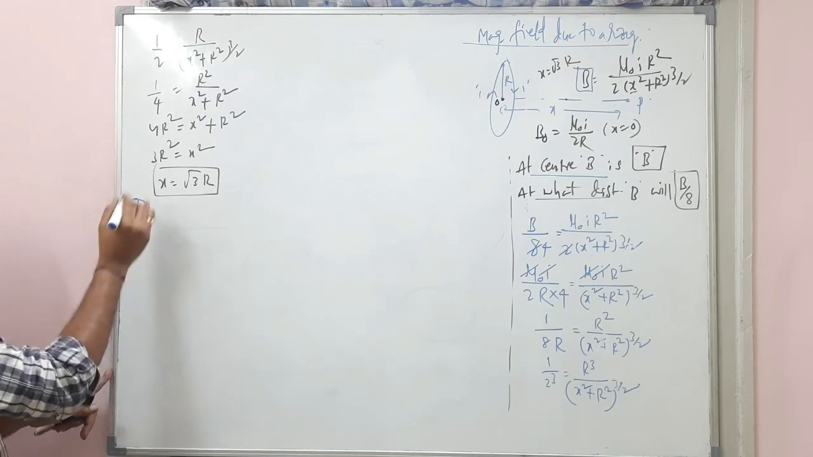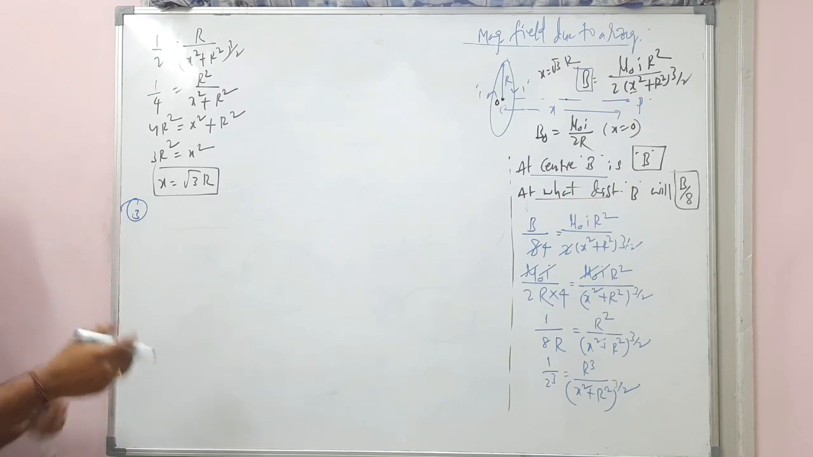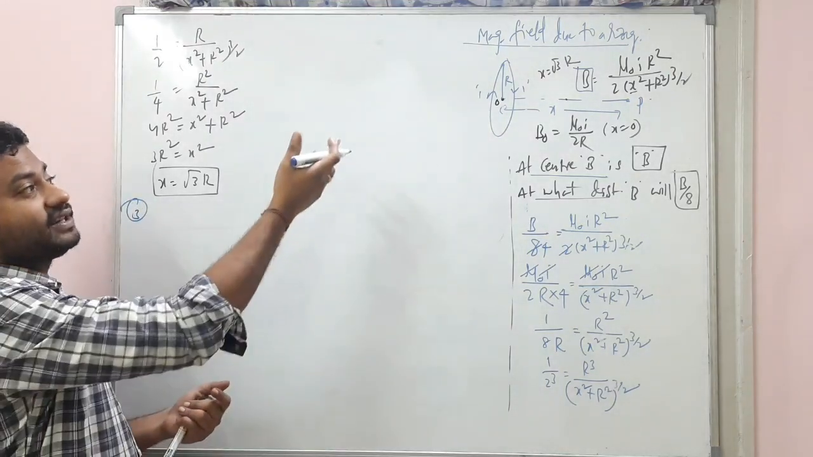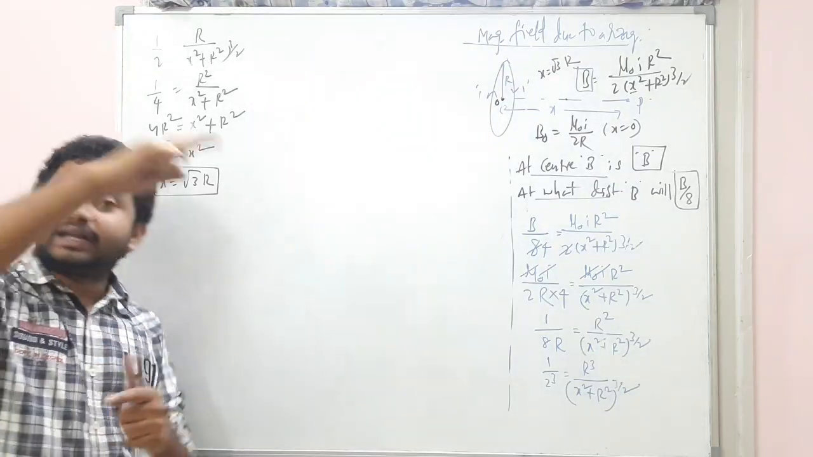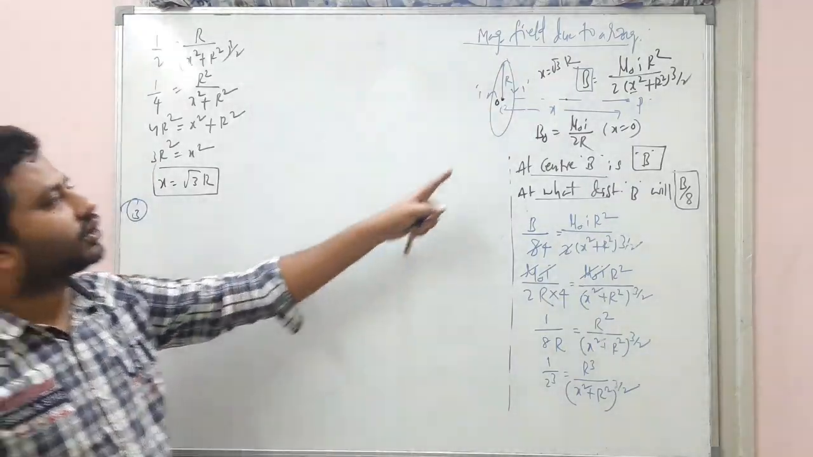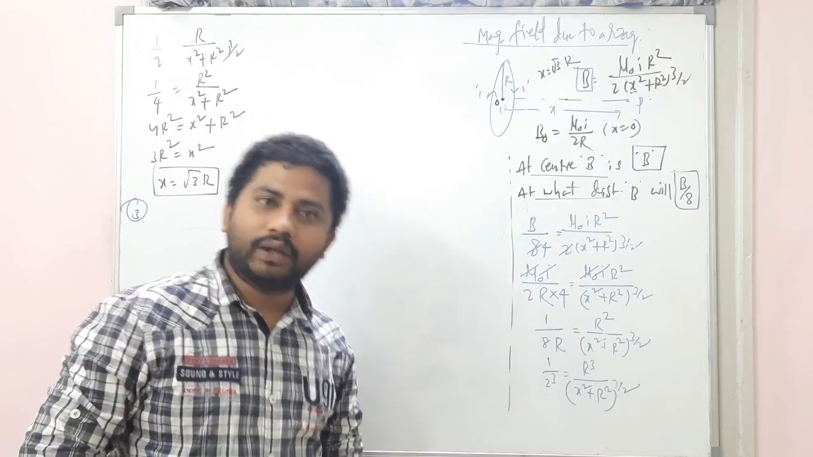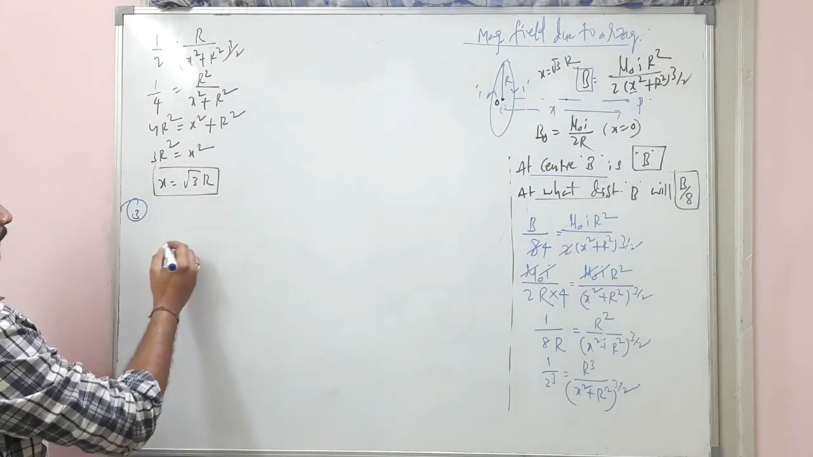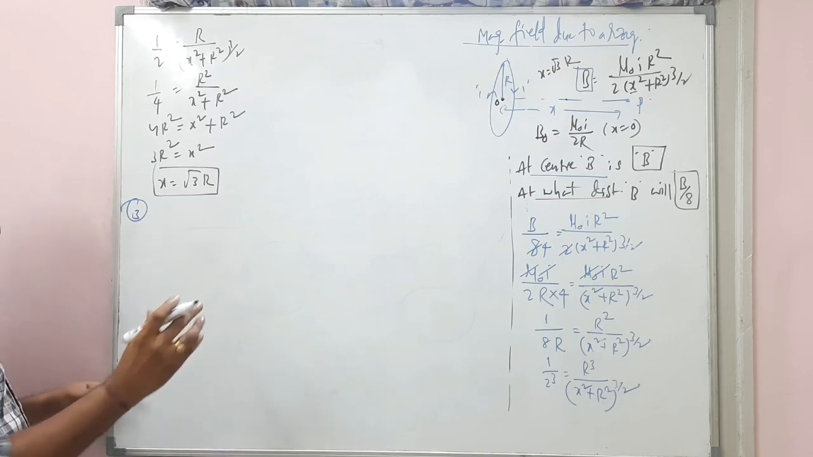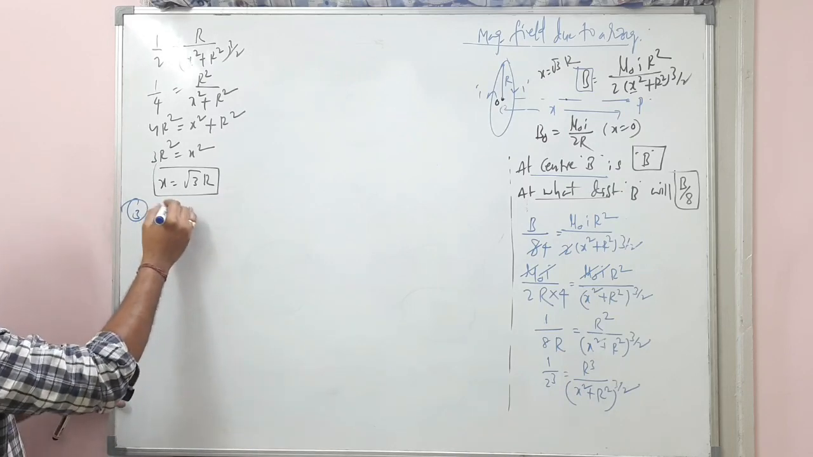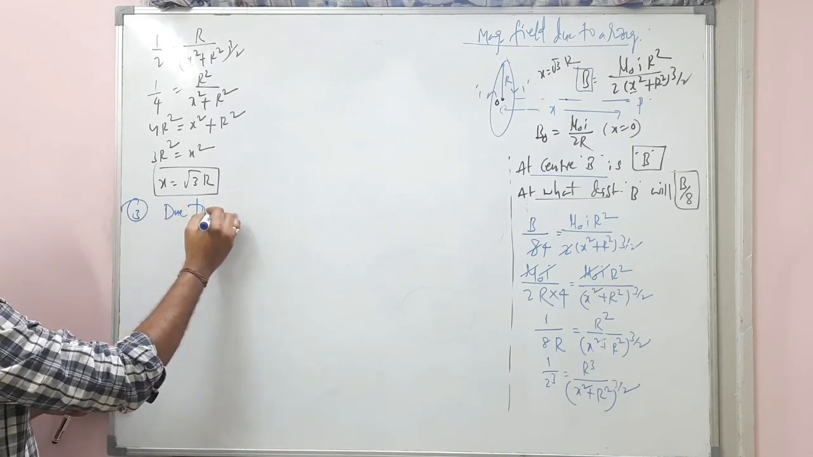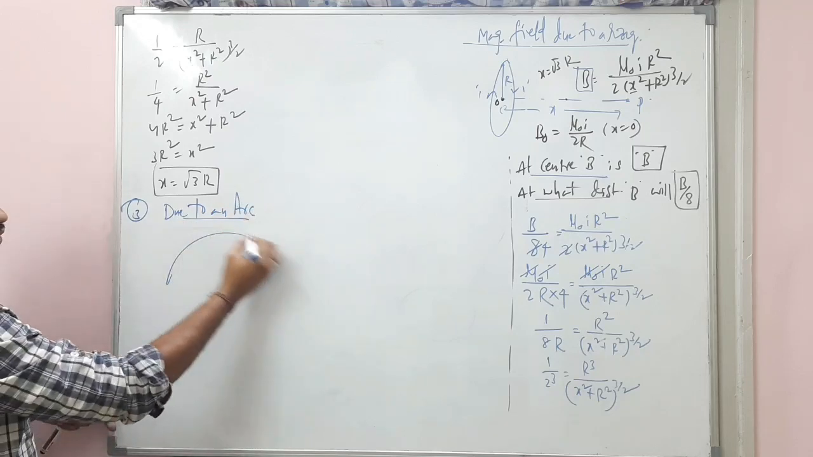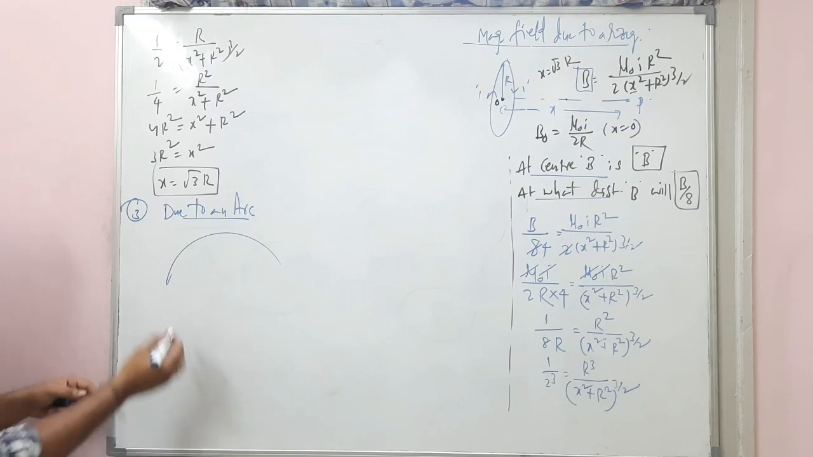So these are the next applications. The first one was the straight current carrying wire, which we discussed. The second was the circular current carrying wire, and this also comes under the circular current carrying wire only. Now the third one is the magnetic field due to an arc. A little higher level if we go, this kind of question will come.